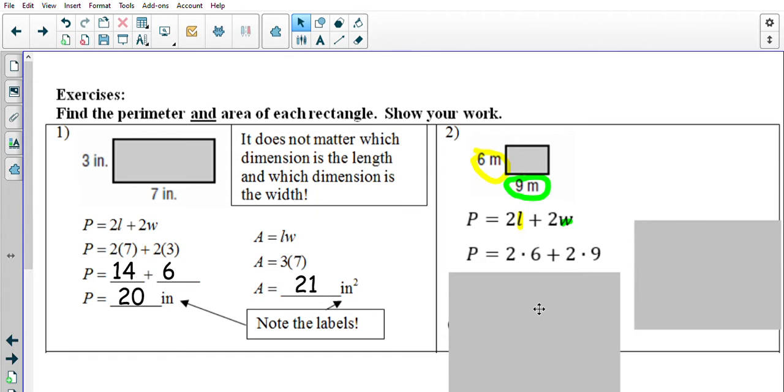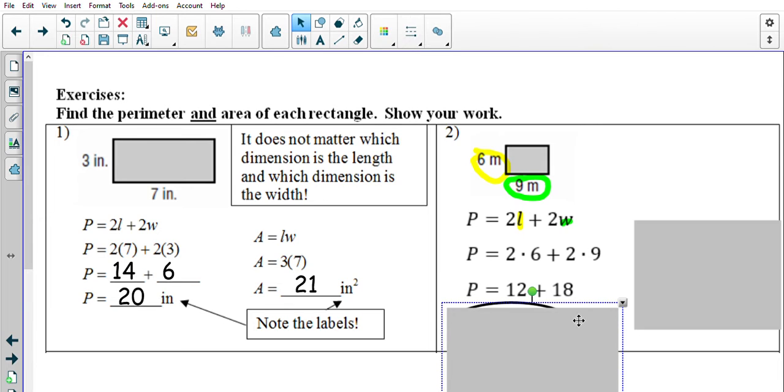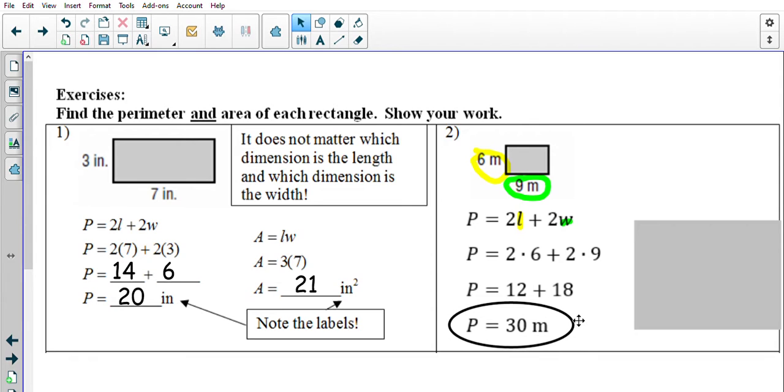Well, you can plug that all into your calculator in one step. It's really easy to accidentally replace, like, the plus sign with a multiplication sign. So I like to show another step. 2 times 6 is 12. 2 times 9 is 18. If we add those together, we're going to get a perimeter of 30 meters.